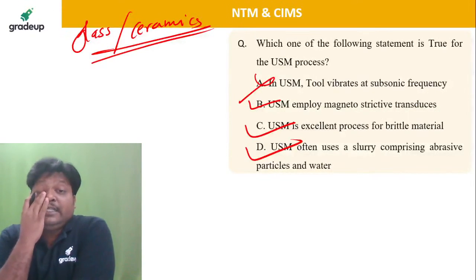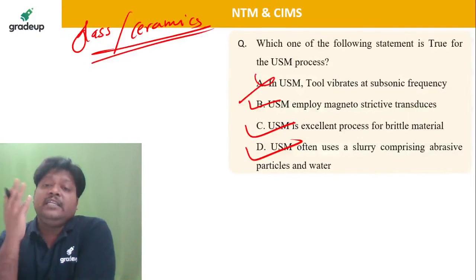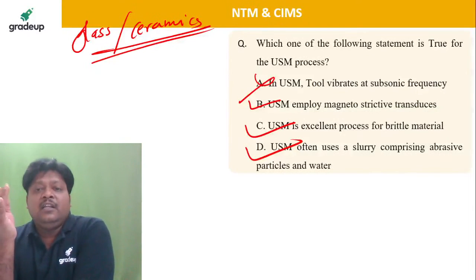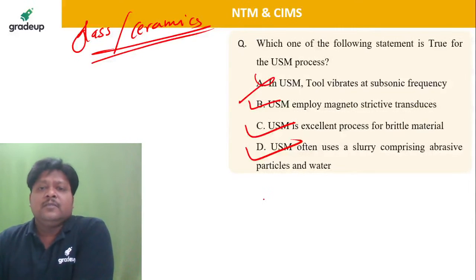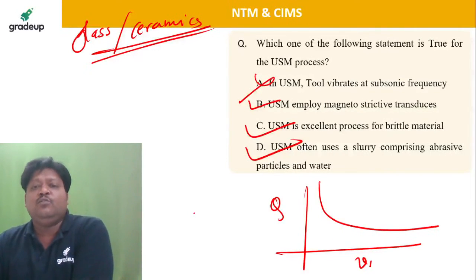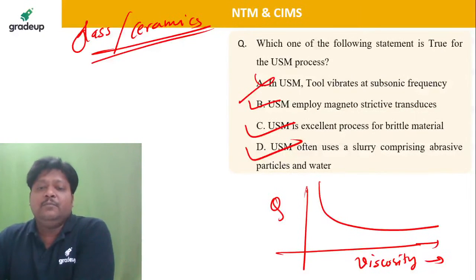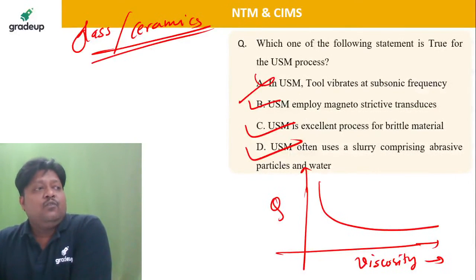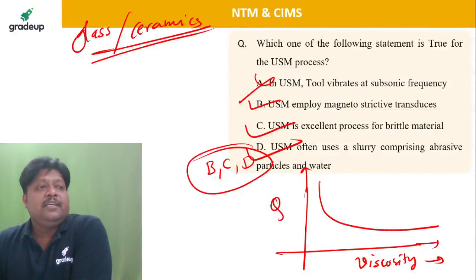Akhilesh, tell me then what is the correct answer? Yes, there are magnetostrictive transducers. It is an excellent process for brittle material. This is also a correct statement. And it uses slurry with water, abrasive particles mixed with water. That is also correct. But as the viscosity of the slurry increases, the MRR goes on decreasing. So what is the correct answer? So B, C, D are the correct ones. B, C, D. Bombay, Chandigarh and Delhi. Very good.